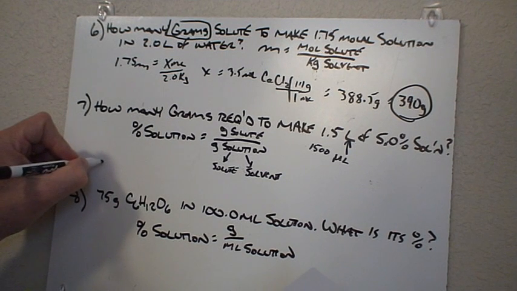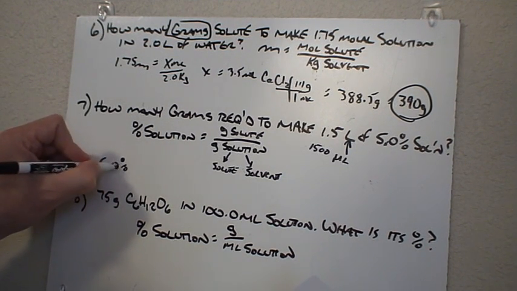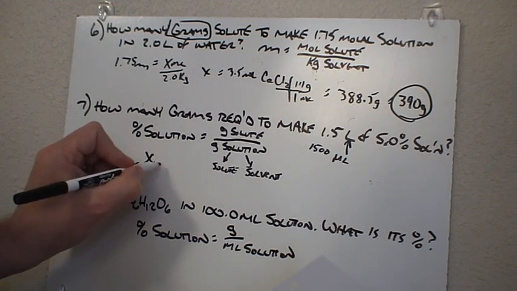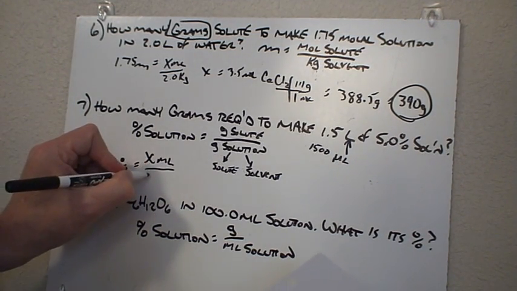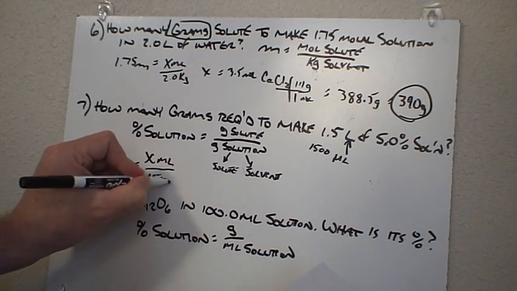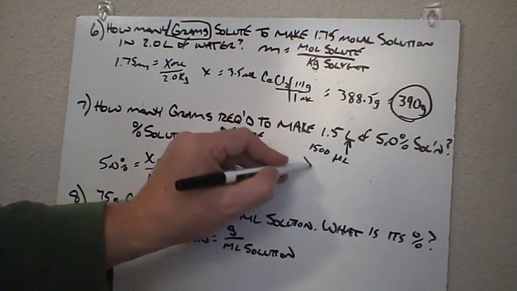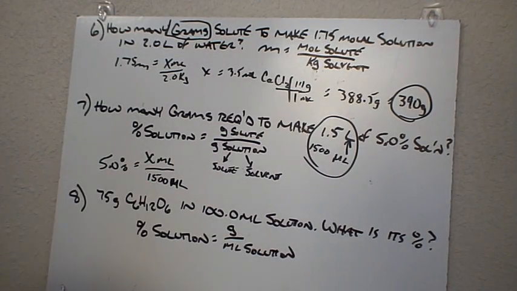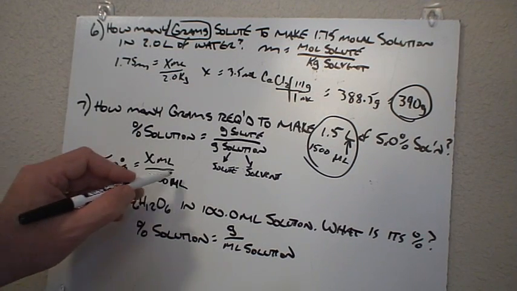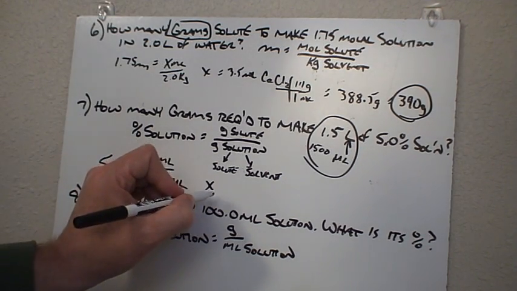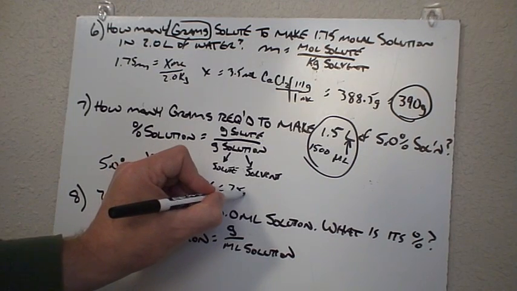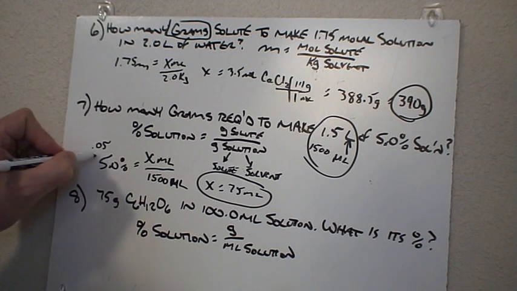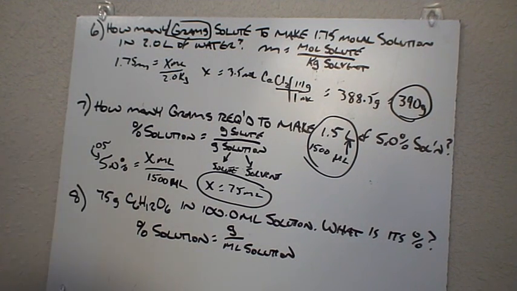Now I have 5.0% equals X milliliters over 1,500 milliliters. Okay, we have 1,500 milliliters total, and so now all my units agree. If I multiply both sides by 1,500 and get X by itself, X is going to equal 75 milliliters. Watch out, this is multiplying by 0.05 when I get that into a percent.